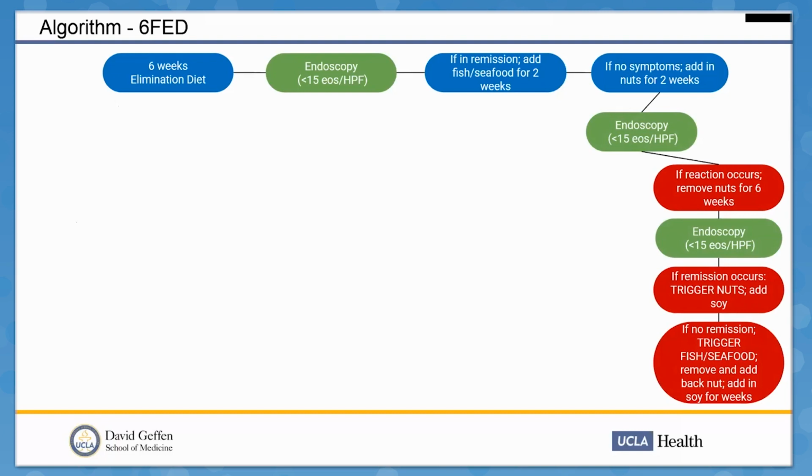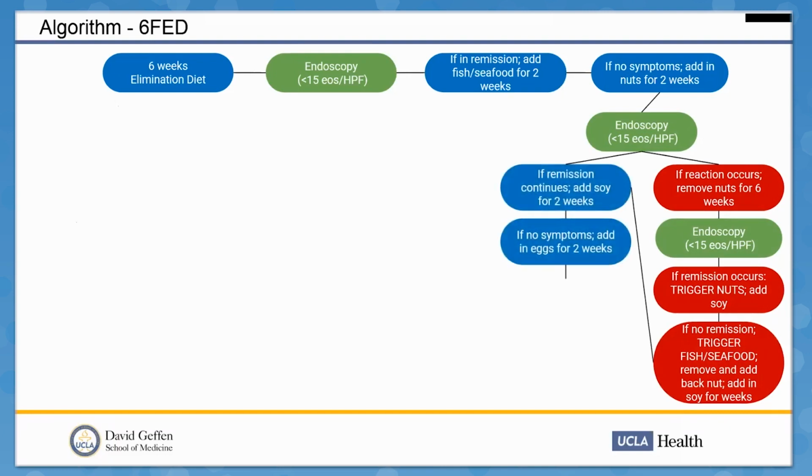But if there is no remission, then we know that the trigger must be the fish or the seafood, so we want that removed. The patient is welcome to bring back nuts, because that's no longer a suspect as a trigger. And we would then move on to the soy, which is the next step. If a patient, however, continues to stay in remission, this is great news. It means that fish and seafood are not issues for them, nuts are not issues for them, and we can move forward by adding in soy for 2 weeks. And if no symptoms at that point in time, we can add in eggs for 2 weeks.